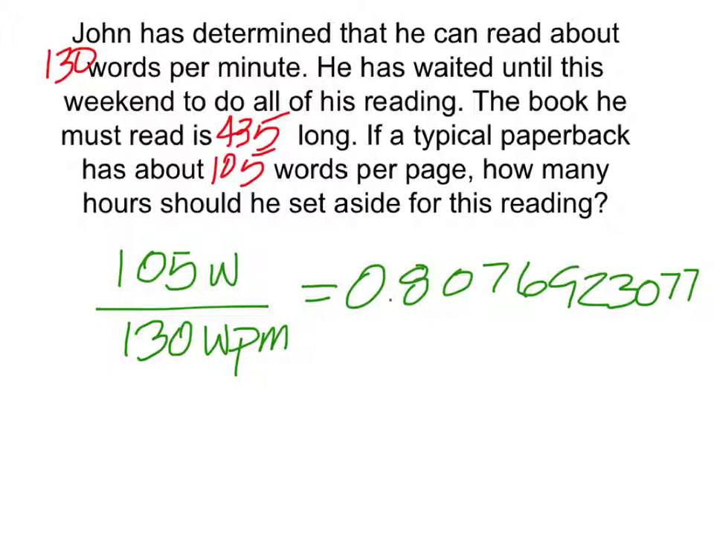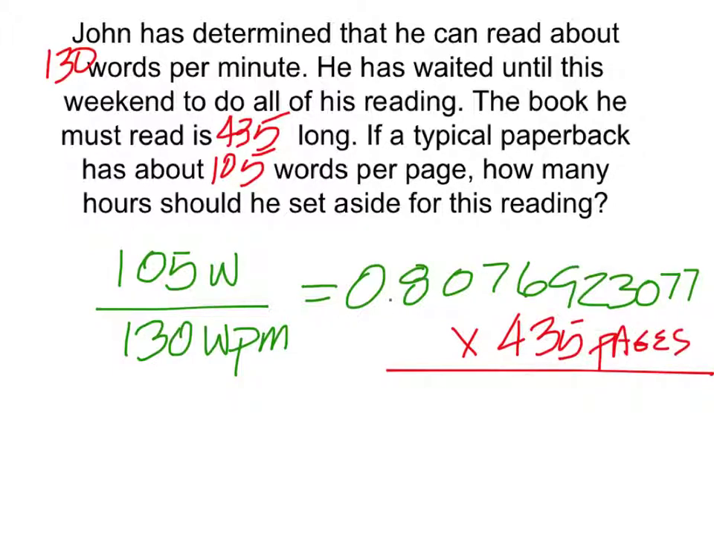Leave it in your calculator and multiply it by what to find out how long it's going to take him to read the book? The number of pages, yes, so that's 435 pages. Okay, so when we multiply that out, just hit the times sign since the decimal is already in your calculator, and you should come up with 351.3. Only go to one decimal place, and that represents minutes.